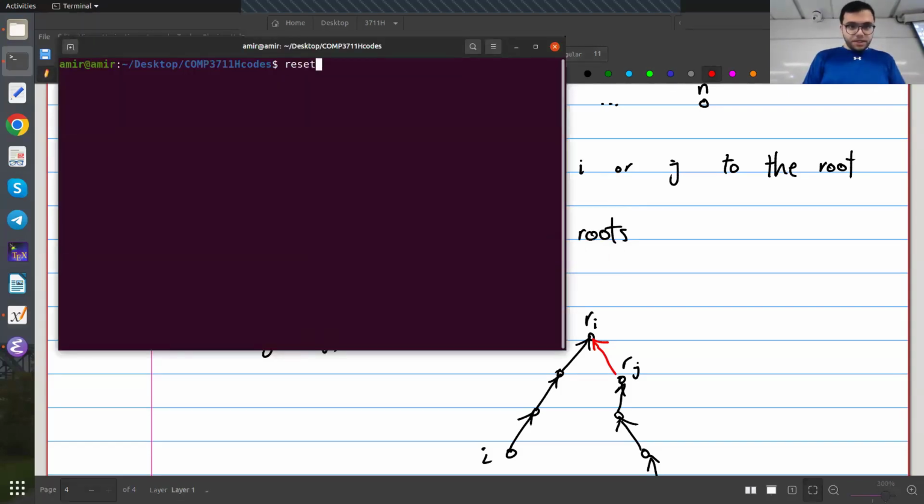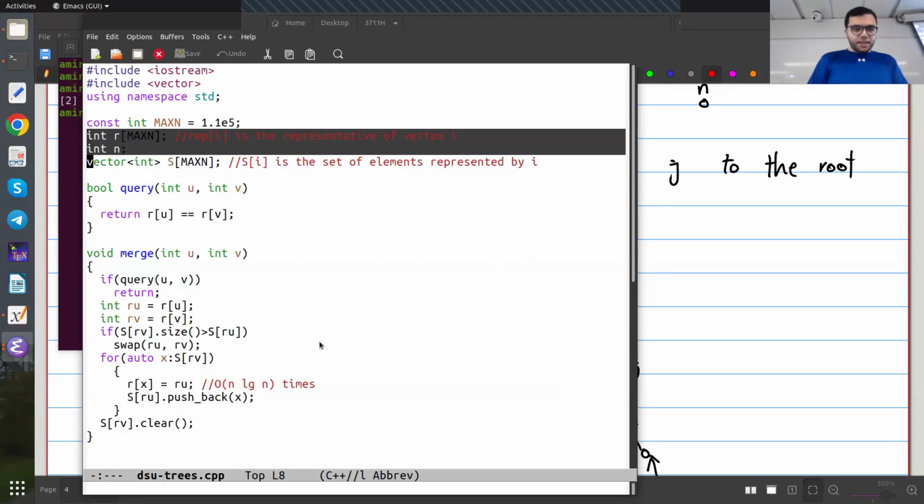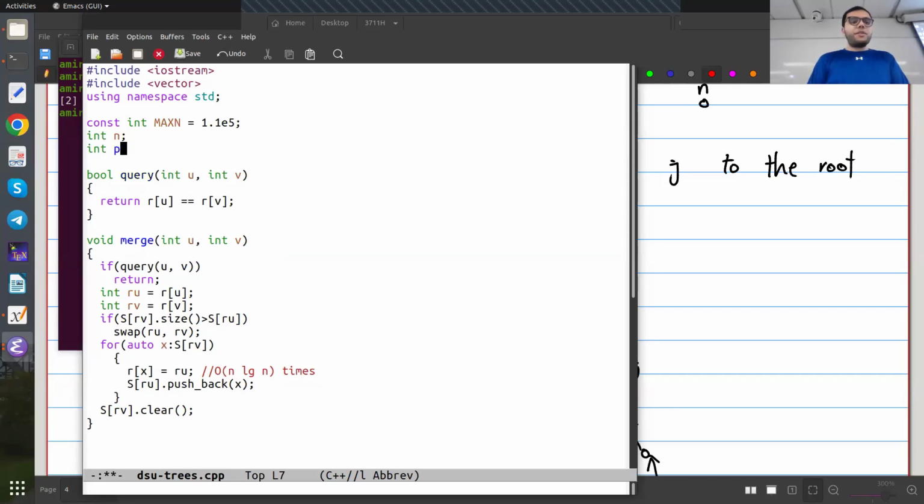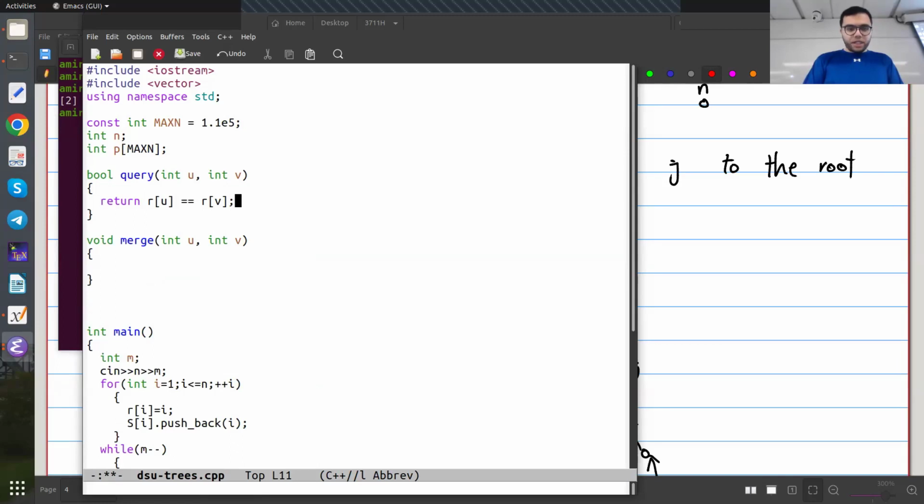And let me just copy the previous code. So I don't have these things anymore. I don't have representatives. I don't have the set S. I basically just have a parent for every node, because that's how I save trees. I just know who the parent of each node is. And I'm going to erase all of this, because I'm going to do my merge differently, and I'm going to do my query differently.